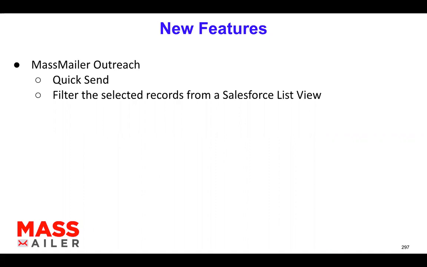And the second important feature, when you're coming from a Salesforce list view, previously there was no option to filter the records that you're selecting from the Salesforce list view. So now we have an option to filter. That's a feature that was asked for by many customers. You would find a button called filter, and you can apply that filter and basically narrow down the recipient list from the Salesforce list view.